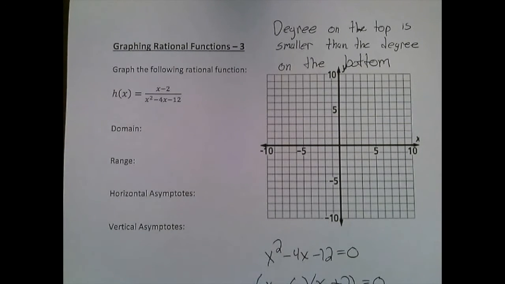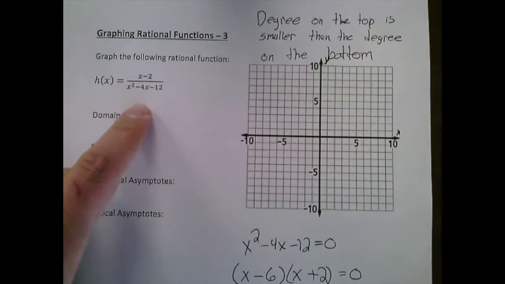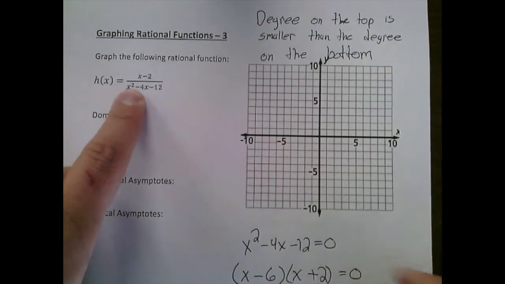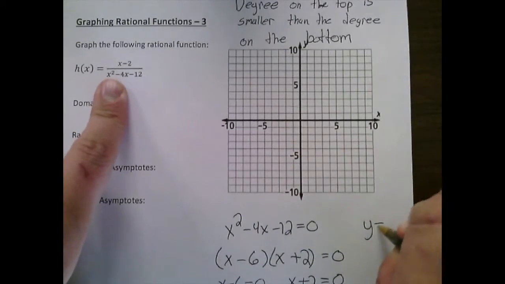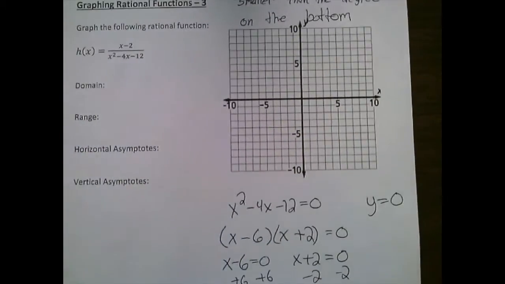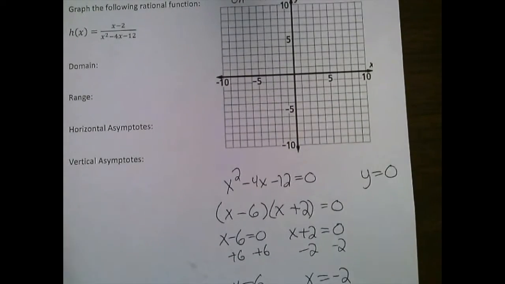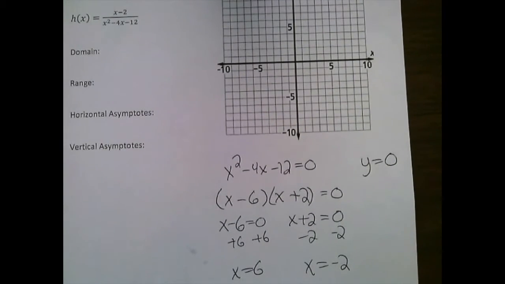I need to find a y value. Now, the y value is a little bit tricky only on these particular problems because the degree on top, again, is smaller than the degree on the bottom. So what happens when the degree on bottom is bigger than the top? Your y value, you don't need to do anything. It's just the horizontal asymptote is going to be y equals 0.